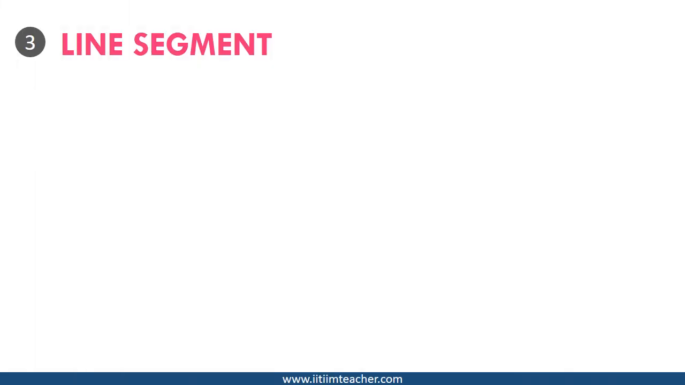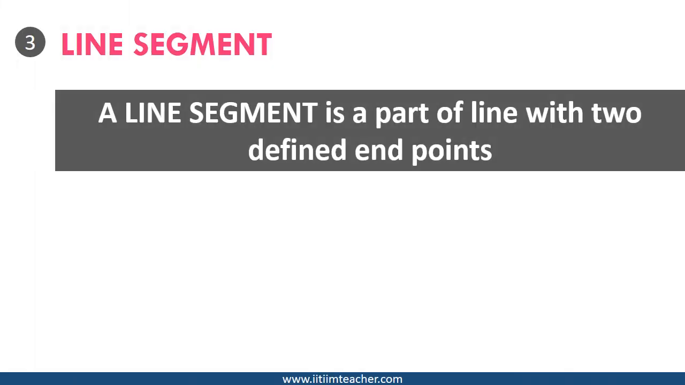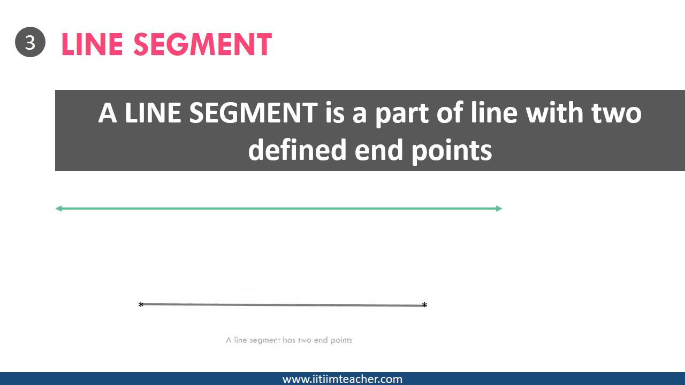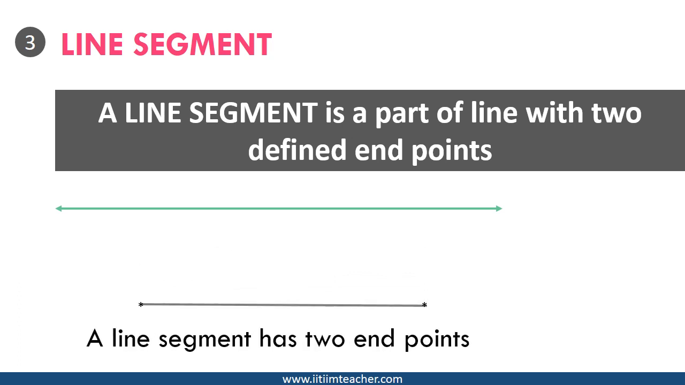What is a line segment? A line segment is a part of a line with two defined endpoints. This is a line. Let us pick up 2 points. Part of the line between these two endpoints is called a line segment. This is a line and this is a line segment with 2 endpoints.